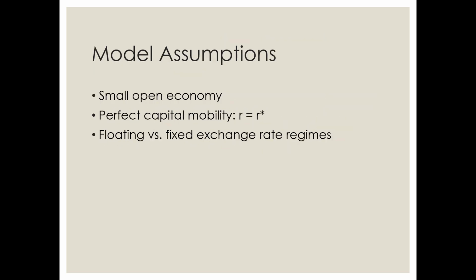Model assumptions. The model is built on three main assumptions. First, it's a small open economy, meaning it takes the world interest rate as given and does not influence the global financial market. Second, there's perfect capital mobility, which means investors can move funds freely across borders, so the domestic interest rate is equal to the global interest rate. Finally, we analyze both floating and fixed exchange rate systems to see how different regimes affect policy outcomes.